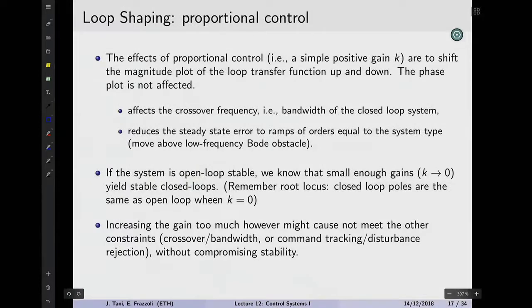As we said, the proportional control term translates the whole thing up, right? So we can skip this slide because we already understood the trade-offs there. If you translate the whole magnitude of the open loop transfer function up, you get a higher crossover frequency and a higher bandwidth of the closed loop system. We reduce the steady state error. This is something we know from previous classes. The downside is, of course, that we might simply hit the high frequency obstacle, which would break specifications.